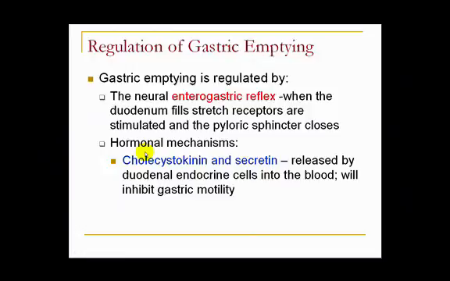Then there's some hormones involved here too that affect gastric motility. You just learned that when chyme gets put into the duodenum, it will release cholecystokinin and secretin. And I told you cholecystokinin and secretin will go and inhibit gastric secretions. Well, it also inhibits gastric motility. So cholecystokinin and secretin are going to be released from the duodenum, and it's going to slow down the stomach both in secretions and motility.